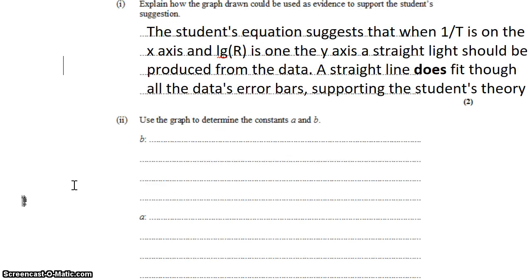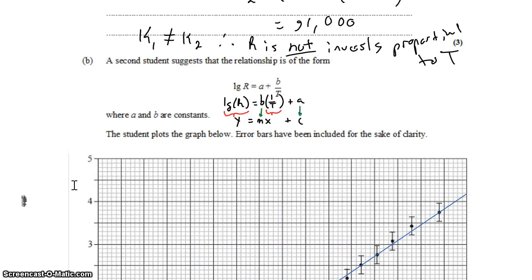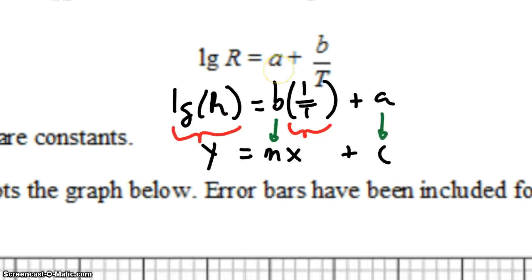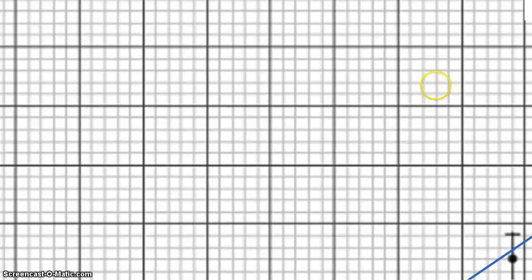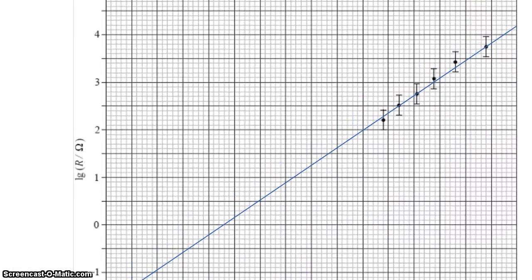Finally, we want to use the graph to determine the constants a and b. How to do that, we've already figured that out. We've already figured out that a is going to be the y-intercept of the graph, and b is going to be the slope of the graph. So all we have to do is go back to our graph and pick out that information from the graph.